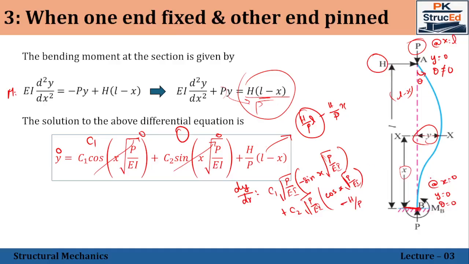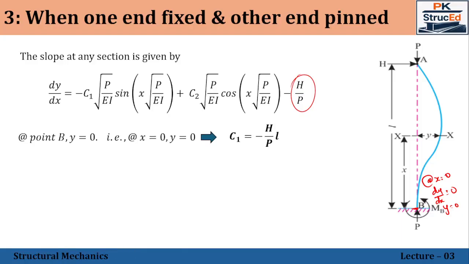And going on with this one, we can apply x is equal to 0, which means H by P alone will be there. Right. So in that case, we'll have 0 equal to C1 plus H by P. Therefore, C1 will be equal to minus H by P. That's what has been written here. C1 is equal to minus H by P into L will be there. Sorry, that has been missed out. So H by P into L.